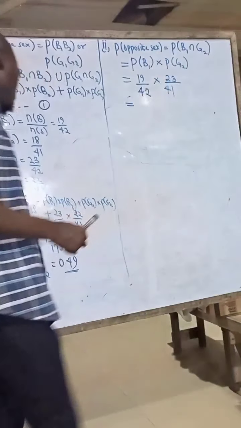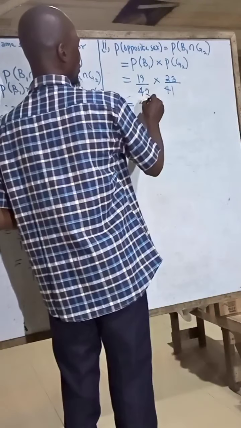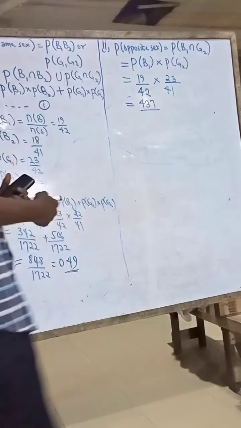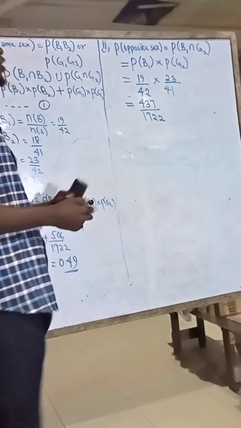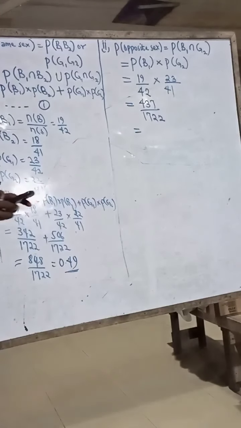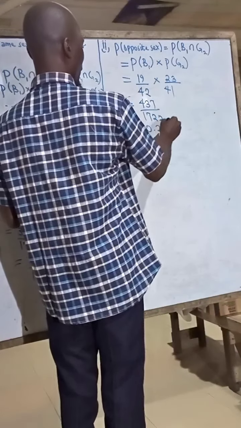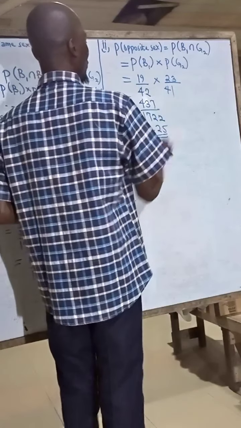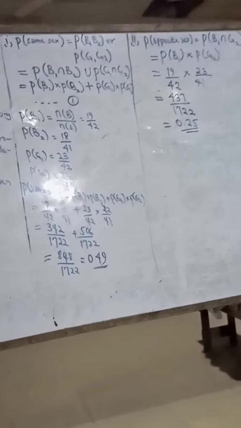So 19 times 23 is what we have to consider now. 19 times 23 gives us 437. 437 divided by 42 times 41. We already have the result here, 1722. Now, we can leave our answer in fraction or we convert to decimal. So that's 437 divided by 1722. That gives us 0.25, to 2 decimal places. That's our final answer. So this is the end of question 5 generally.